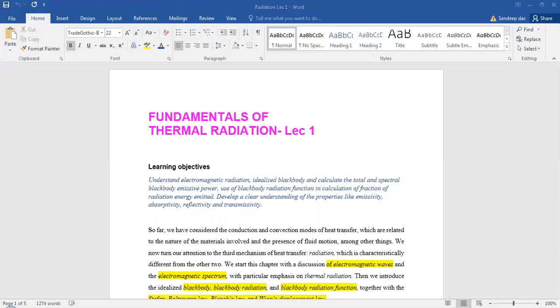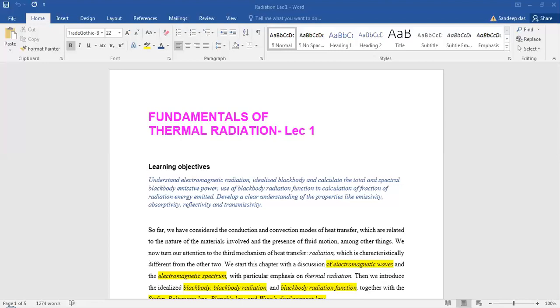Now, after that, we will come to know about the black body radiation function, that is, what is the application of the radiation function to calculate the overall emissive power. We will also come to know about the surface properties of any bodies, that is emissivity, absorptivity, reflectivity, and transmissivity.